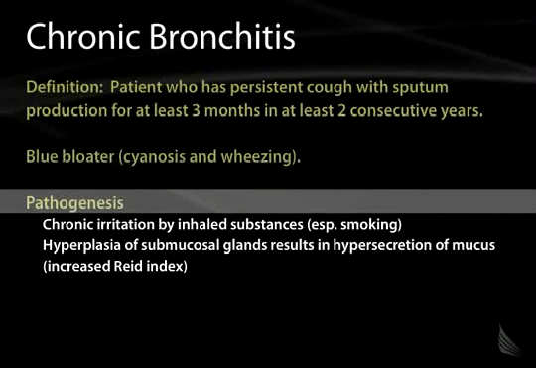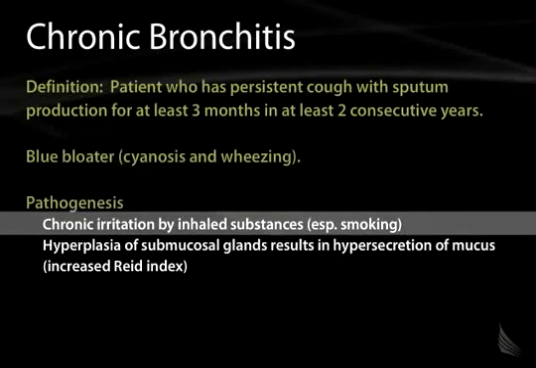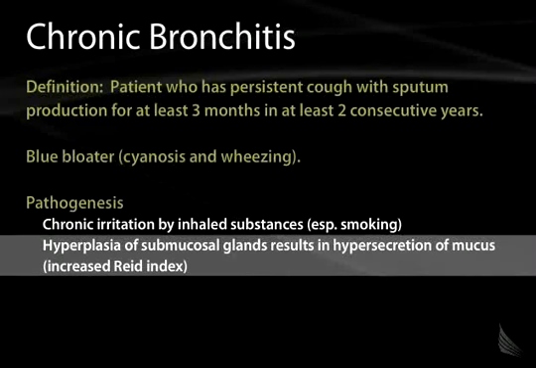The pathogenesis of chronic bronchitis includes chronic irritation by inhaled substances, especially smoking. Hyperplasia of the submucosal glands causes increased hypersecretion of mucus and an increased Reid index.